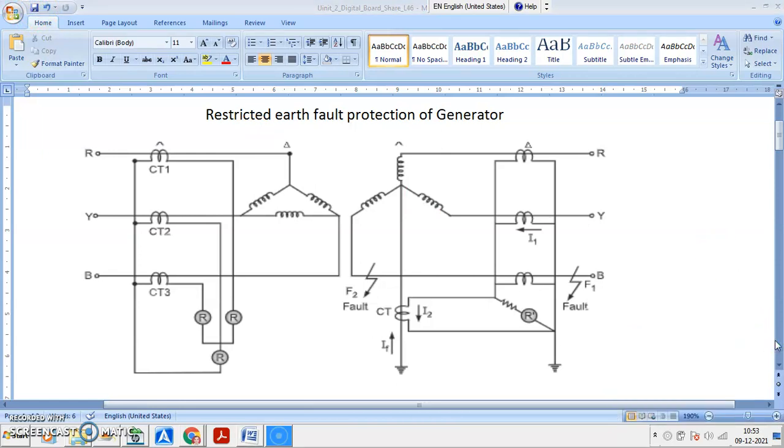Restricted earth fault protection. Primary delta connected, secondary star connected. Okay. Then CT connections on primary side, CT connections on secondary side. Relays connected on primary side, relays connected on secondary side.